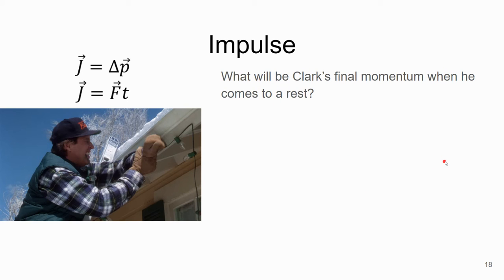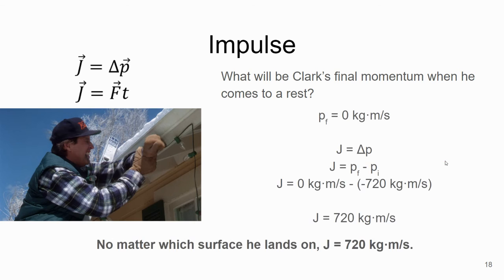So what will his final momentum be after he comes to a rest? Well, his final momentum is going to be 0. His final velocity is 0. So P sub F, P final, equals m times v final. Well, if v final is 0, then P final is 0. So he's going to end up with no momentum.